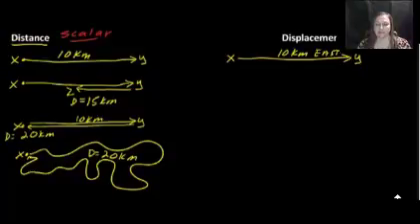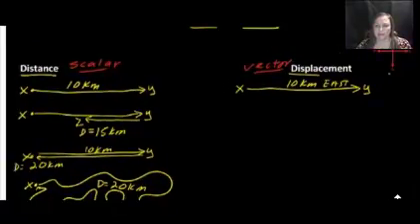Displacement, unlike distance, is a vector measurement. That's important. It is a vector measurement because it not only includes a quantity and a unit of measurement, but it also includes a direction, in this case, east. And you'll notice I have a small compass rose over here. It shows you north is towards the top of this page, south is towards the bottom, east is to the right, and west is to the left.